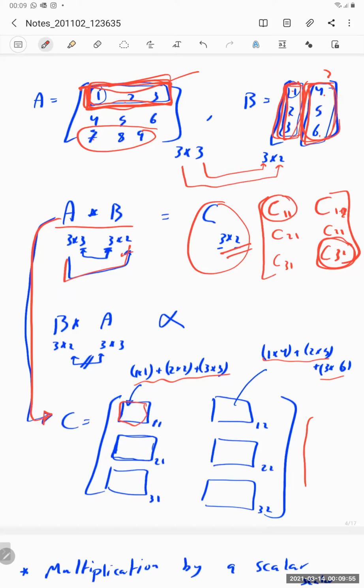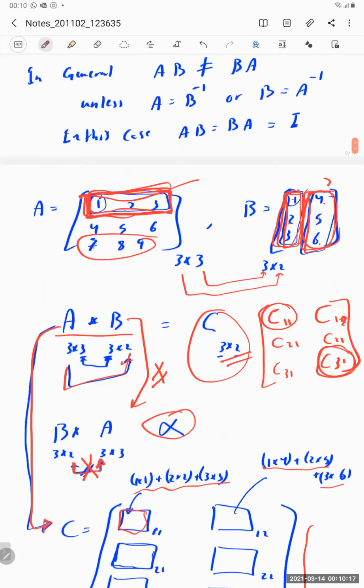طبعا again ال A times B لا تساوي B times A. بالعكس عندنا ال B times A in this example is not valid. ليش not valid؟ لأنه B 3 times 2 size تبعها وال A 3 times 3 فهون المفروض عدد الكولومز من الأولى يساوي عدد الروز من الثانية وهذا الحكي مش valid بالكيس تبعتنا.